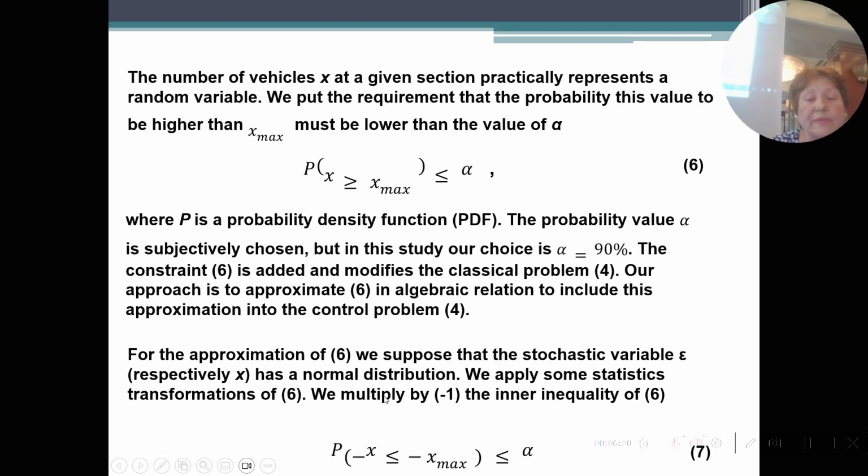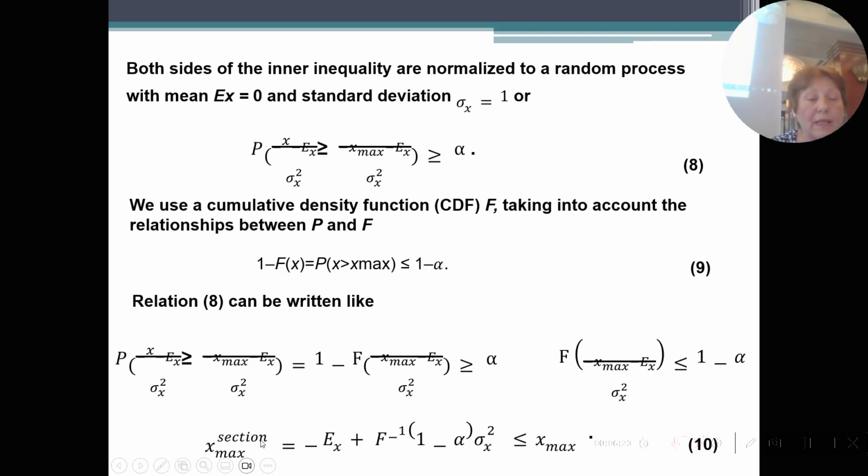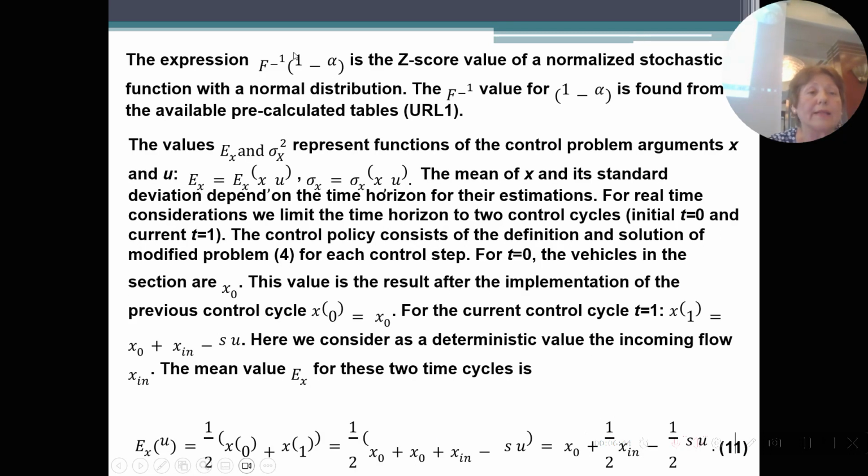We apply several transformations, and we express the maximum number of cars in a given section of the network as a function of the mean value and standard deviations of the traffic flows. This expression is the z-score value of the normalized stochastic function with a normal distribution, and this value is given from predefined, pre-calculated tables. In that manner, the mean value and the standard deviation represent functions of our variables x and u, the green light duration and the number of cars in the queue length.